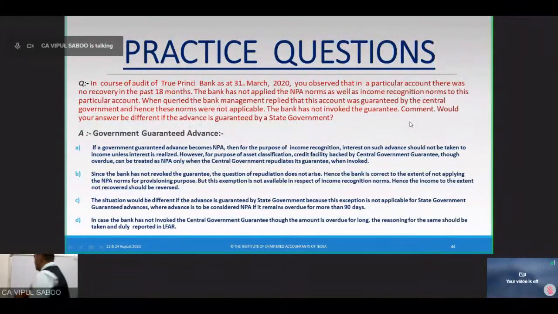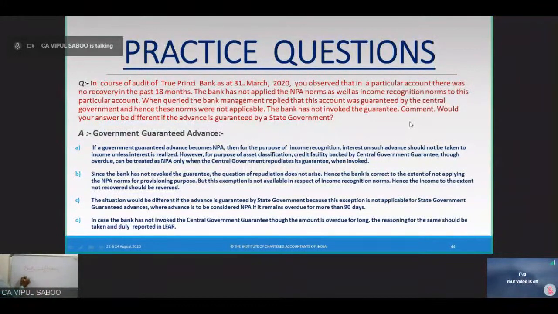Income recognition is, banks record their income on accrual basis. Right? Accrual is as and when right to receive the income arises. Right? So, bank records their income on accrual basis.